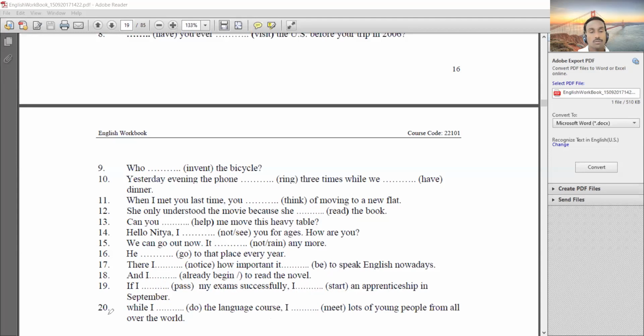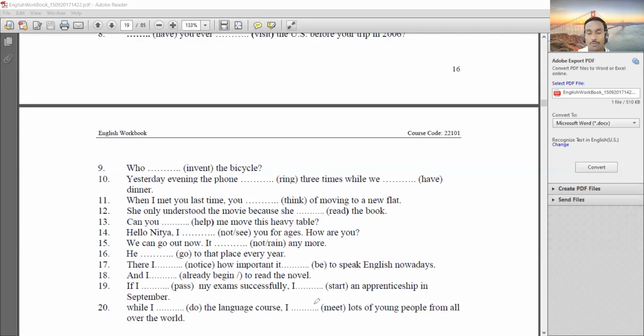And here is the last one, number 20, that says, "While I (do) the language course, I (meet) lots of young people from all over the world." While I was doing the language course, I met lots of young people from all over the world. Yes, everyone try to understand, what she said is right. While I was doing, here we are using past continuous. Do is the main verb with the ing form, okay, and the subject is I, so we are using "was". I was doing the language course.